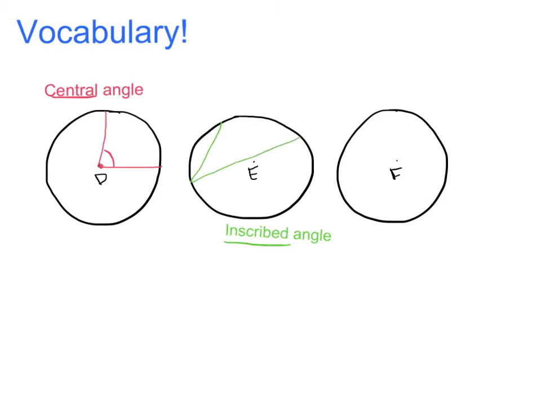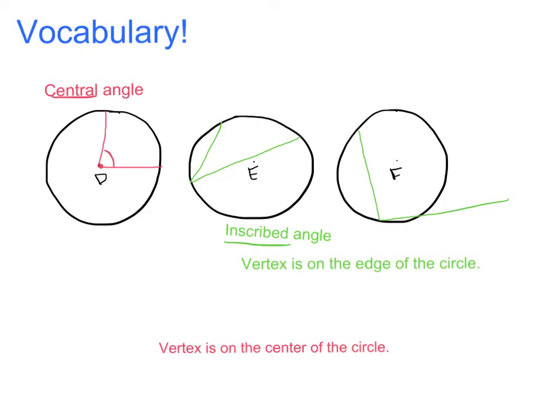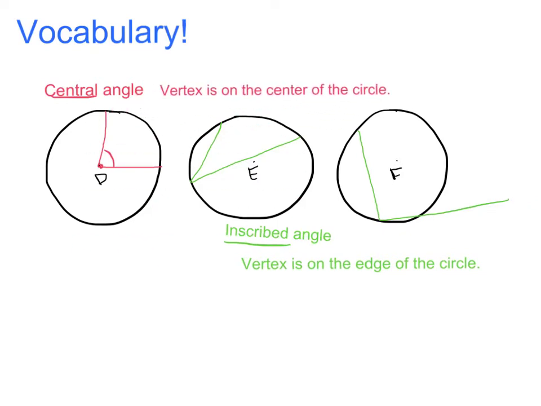Here's an inscribed angle. Here's another inscribed angle. So the main difference is that for an inscribed angle, the vertex is on the edge of the circle, and for a central angle, the vertex is on the center of the circle. And that's it.